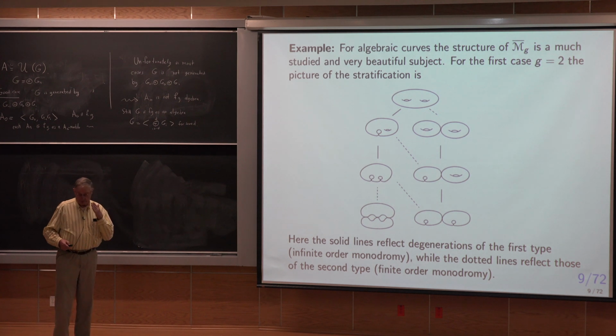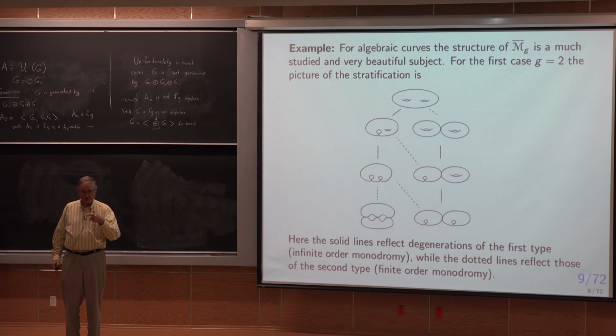The simplest example, but a good one to keep in mind, is the moduli of curves, genus g Riemann surfaces. For genus 2, this is the picture of the stratification of moduli. And the solid arrows reflect a degeneration in which there is nontrivial monodromy.